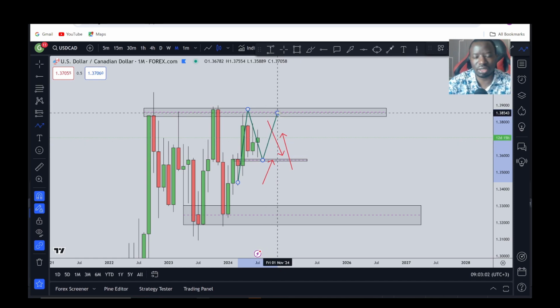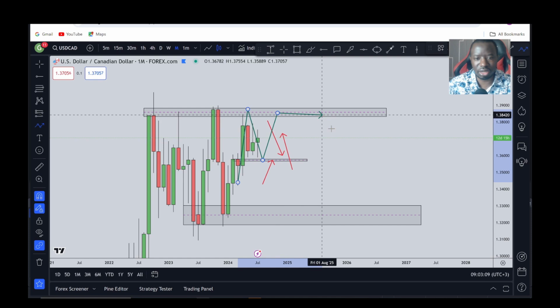So this is the monthly time frame, and the bias is clearly bullish. So we'll drop down to the weekly time frame.